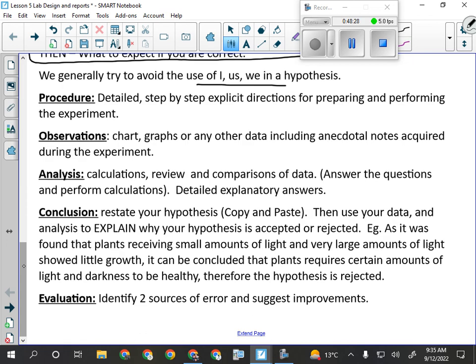Once your experiment is over, then you have to analyze your observations. Now, in a typical lab report, the analysis is going to be things that I ask you to do. There'll be some questions, and you'll have to answer them, but they'll be analyzing your data. Okay? In a real scientific experiment, it would be, all right, I'm looking back on my data.